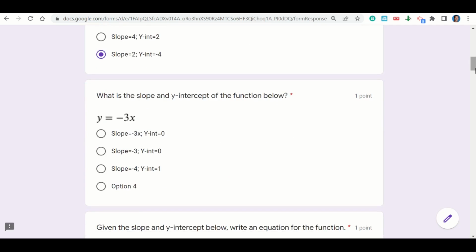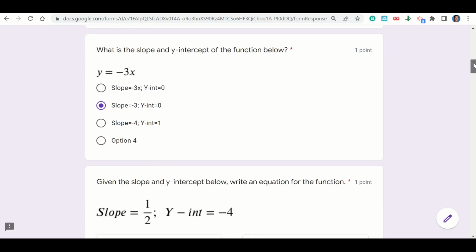What is the slope and y-intercept of the function below? Y equals negative 3x. Well, again, the slope is the number that's hung up on its x. So it's a slippery slope to get hung up on your x. So the number hung up on its x is negative 3. And the y-intercept in this case, there is none. So no one's alone. So when no one's alone, it's 0. So we have the slope is negative 3 and the y-intercept is 0.